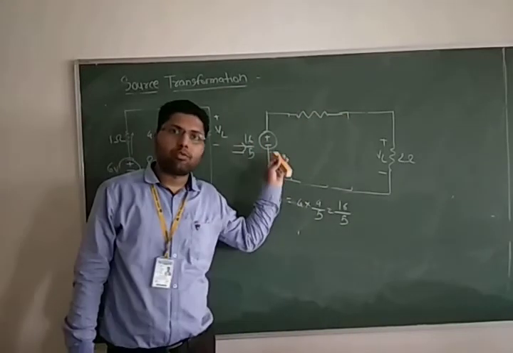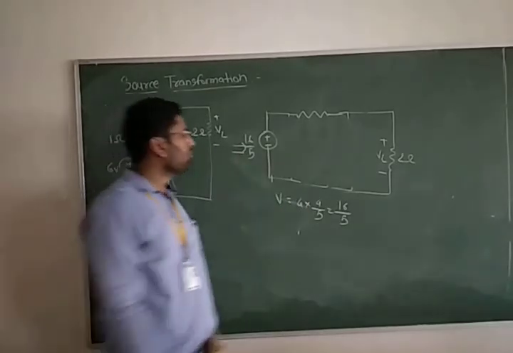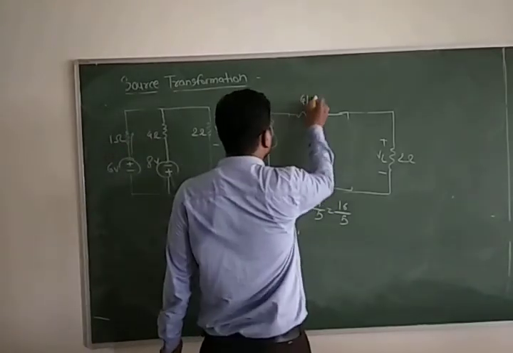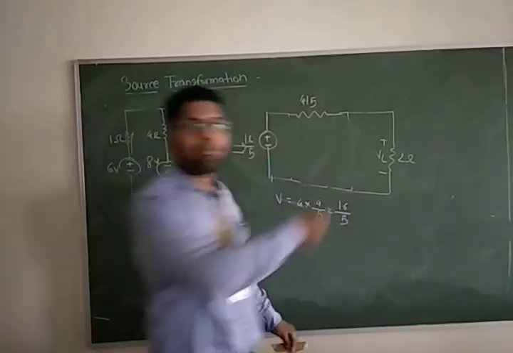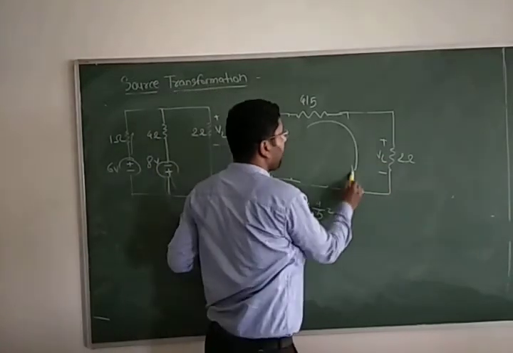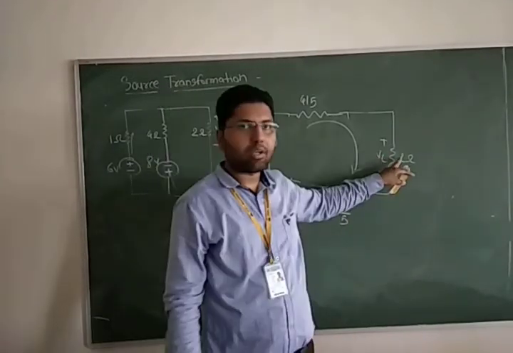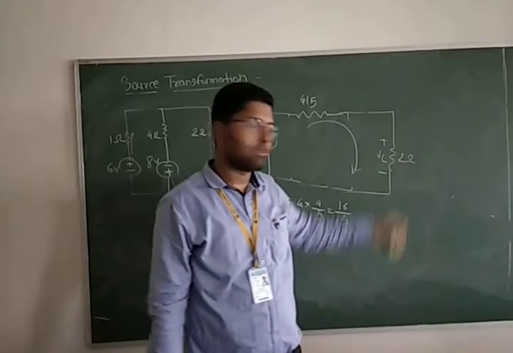Resistance will be in series with voltage, and resistance will be in parallel with current source. So that is 4 by 5, and by that way now you can apply the KVL. Apply the KVL and find out the current. And when you find out the current, you can directly calculate the voltage across this resistance.